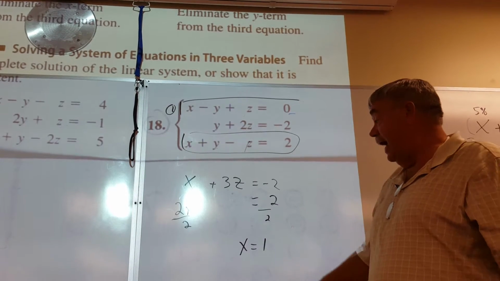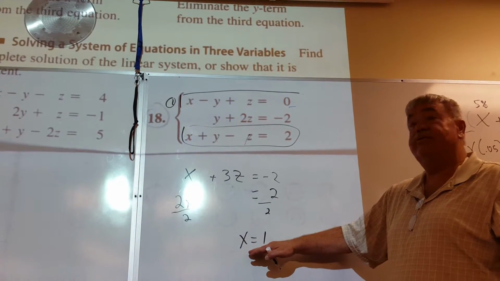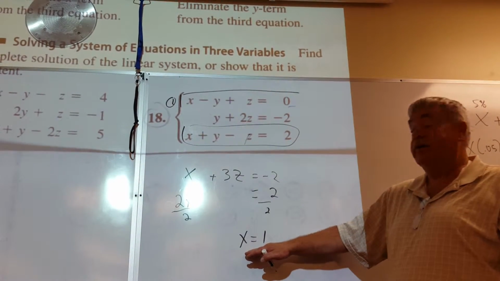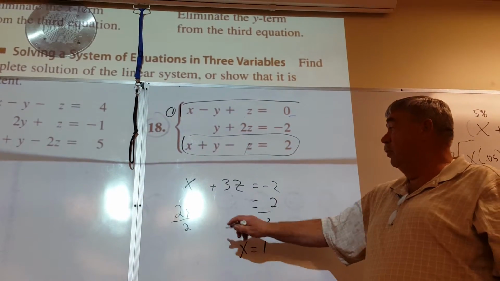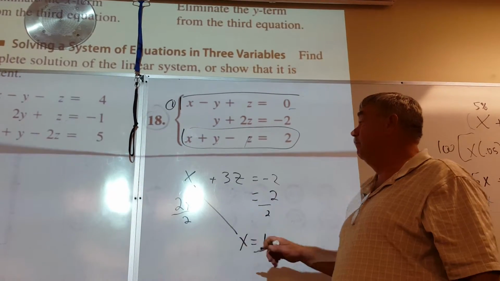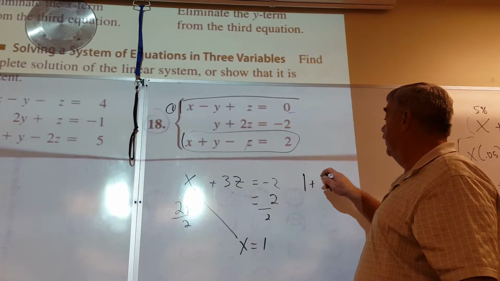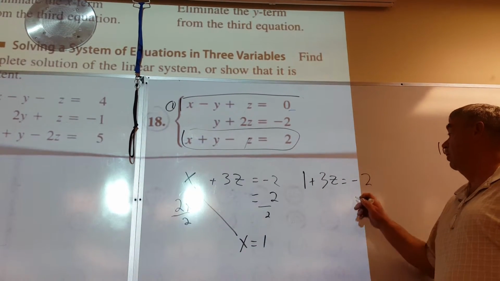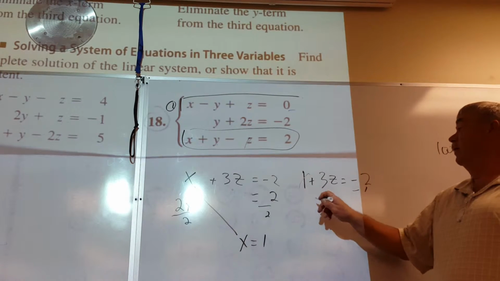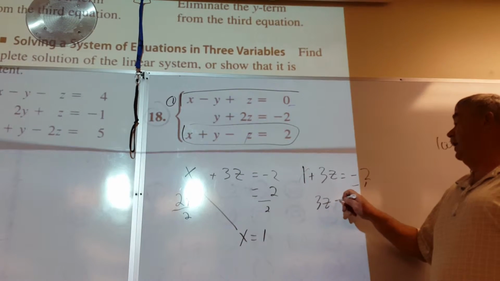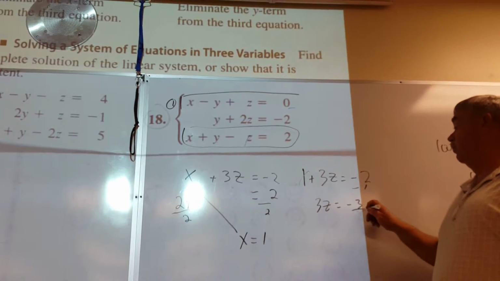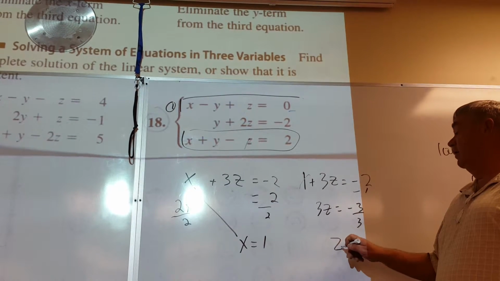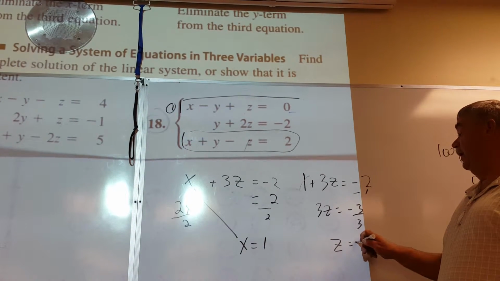Now normally you would have had 2x plus something z, and then you would have worked these out. Okay, now once you know x, how do you find y and z? This one will go right up in here. So 1 plus 3z equals negative 2. When you minus 1, 3z equals negative 3. So when you divide by 3, z is going to be negative 1.